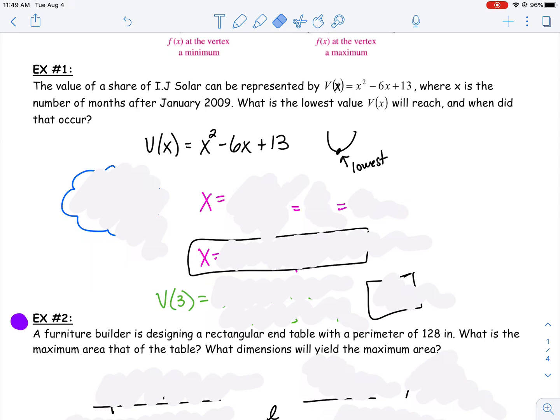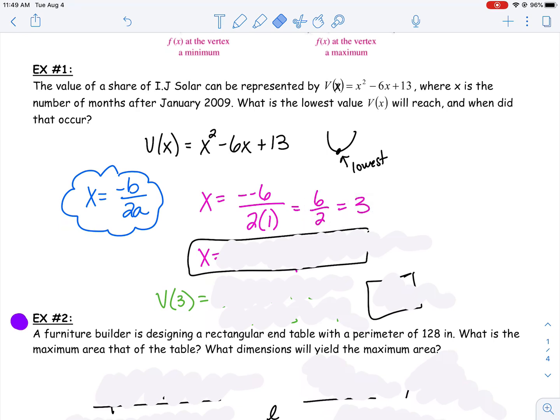So, how do we find the vertex of a quadratic? Well, a couple different ways. If it's not written in vertex form, then we can either do the process of completing the square, or we can use our vertex formula, where we can find the x by doing negative b over 2 times a. I'm going to do that this time. So I have negative b, which is a negative 6, over 2 times a, which is 1. The two negatives make a positive. 6 divided by 2 is 3. So I know that x equals 3.